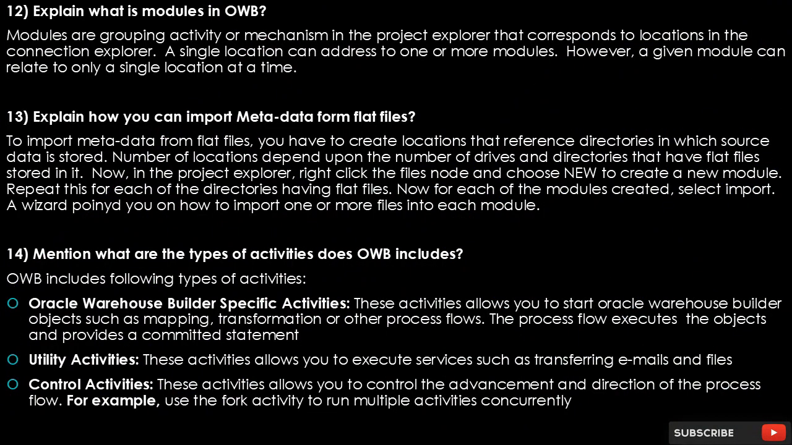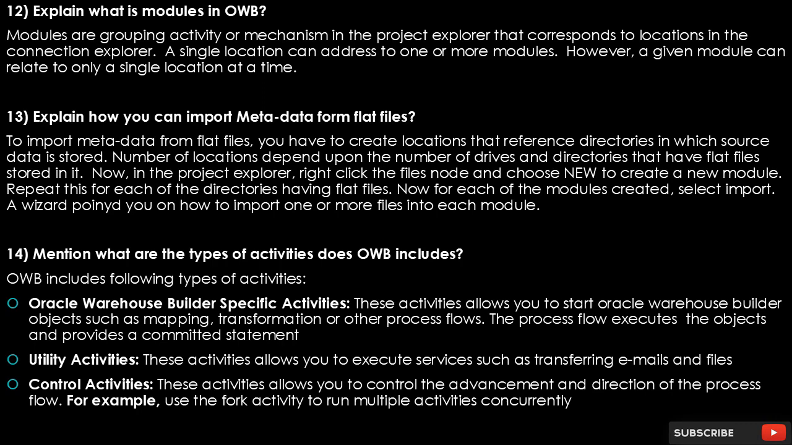12. Explain what is modules in OWB. Modules are a grouping mechanism in the Project Explorer that corresponds to locations in the Connection Explorer. A single location can correspond to one or more modules. However, a given module can relate to only a single location at a time.